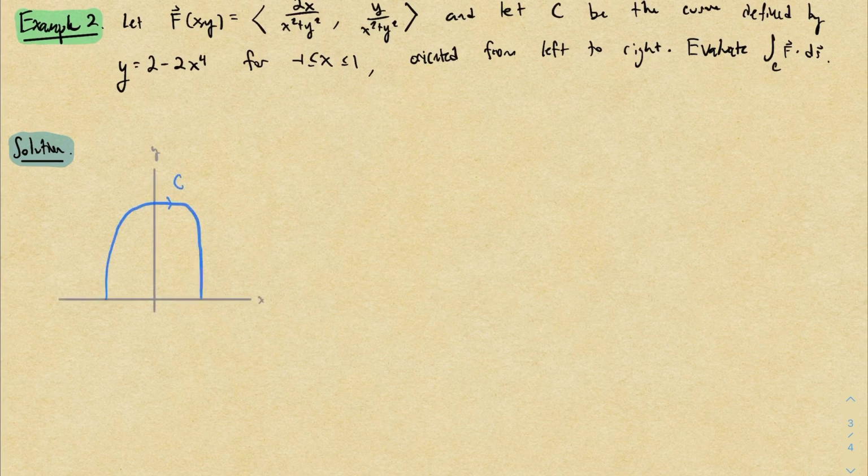This curve is a sad quartic. When x is 1 or negative 1, y is 0. So that means the curve looks like this, traveling from the point (-1, 0) to (1, 0).